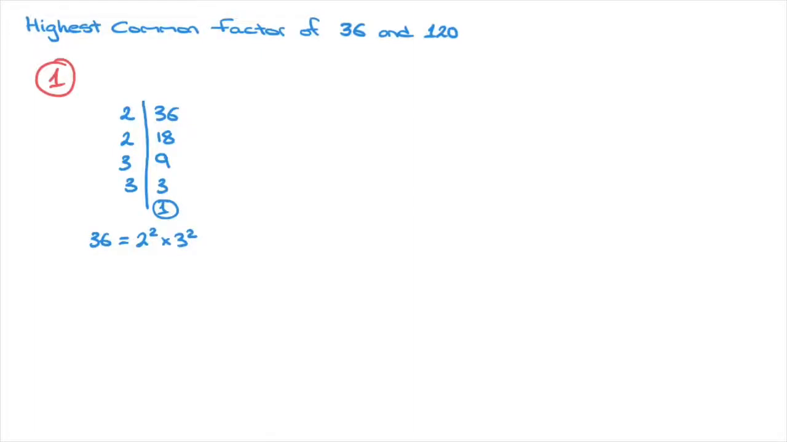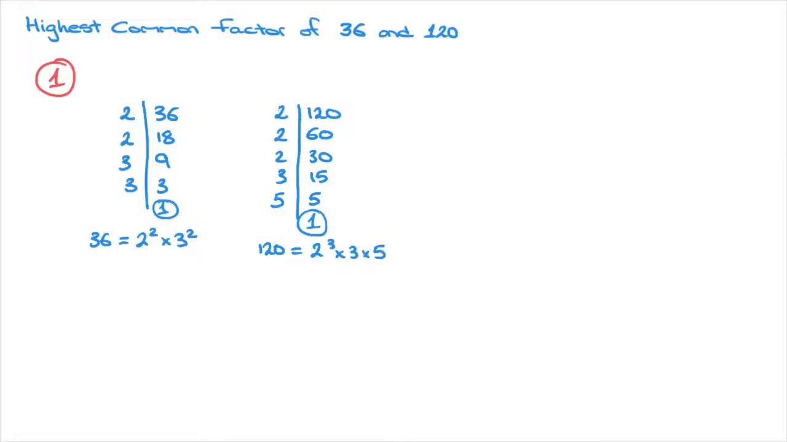We do the same for 120. 120 can be divided by 2, which gives us 60. 60 can be divided by 2, which gives us 30. 30 can be divided by 2, which gives us 15. 15 can be divided by 3, which gives us 5. And 5 can be divided by 5, which gives us 1. And so 120 equals 2 to the power of 3 times 3 times 5. Okay, that's our first step done. We've written each of the two numbers as products of their prime factors.